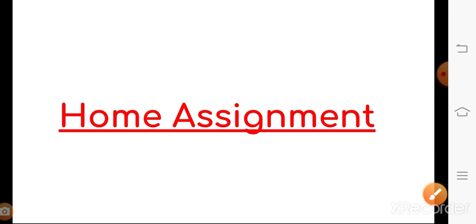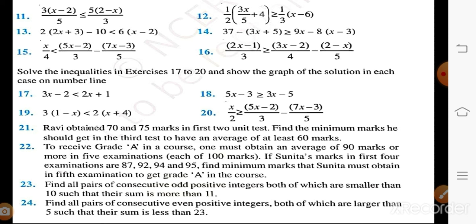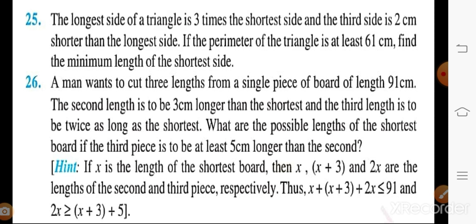On the basis of these, you are able to solve the rest of the questions of exercise 6.1. These questions are remaining in that one. Some questions I have done, and the rest of the questions you have to solve in the fair notebook.